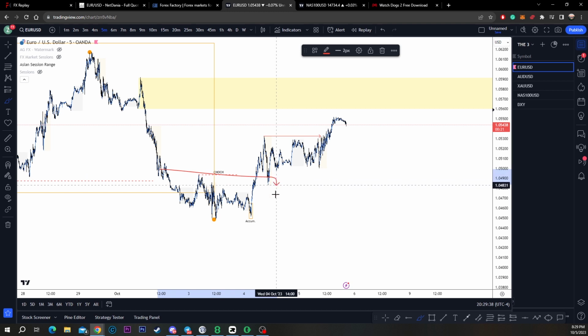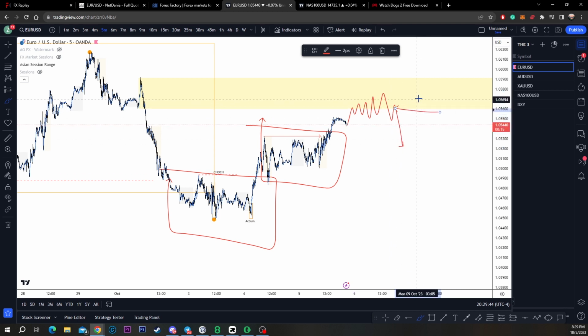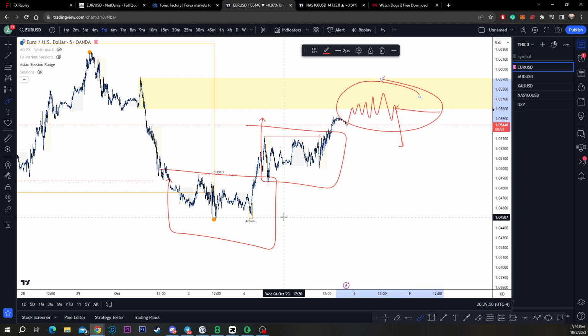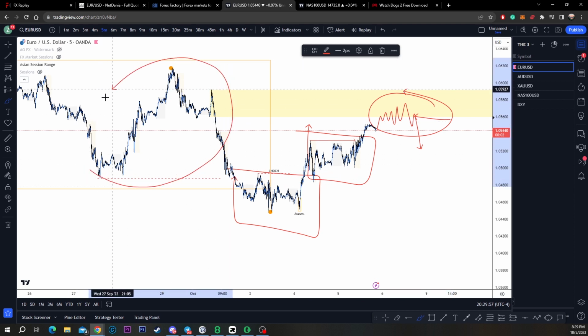We have accumulation, reaccumulation, and then potential distribution. Okay, that's what I'm looking for right here. Prime example of the market cycle. This is how the markets move. And it's no coincidence that this distribution is about to happen if we do happen to be inside of this area.